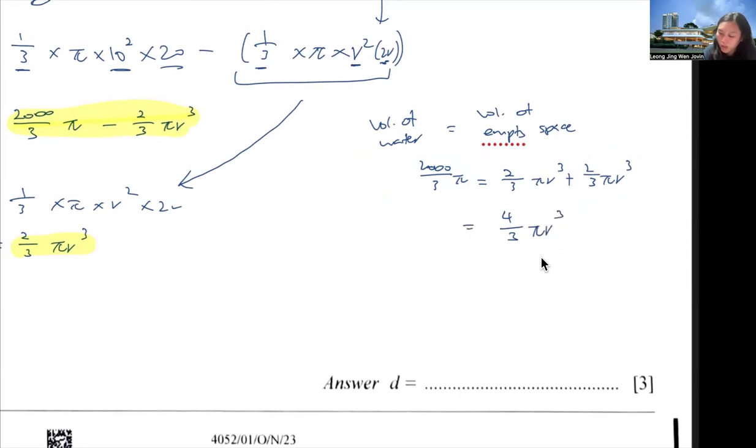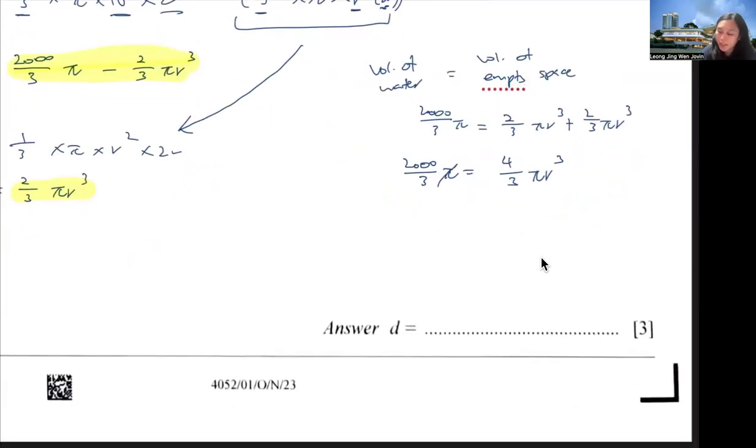And this is equivalent to 2000 over 3 pi, right? I never do anything to the left-hand side. I just copied it down. Okay, so over here, pi and pi is the same, right? I can cancel it. Okay, pi and pi I'll cancel. Let me rearrange my terms. So let me rewrite it as the correct expression. So always write your unknowns on the left-hand side. So 4 over 3 r cubed is equivalent to 2000 over 3, right? So now it's much easier, right?